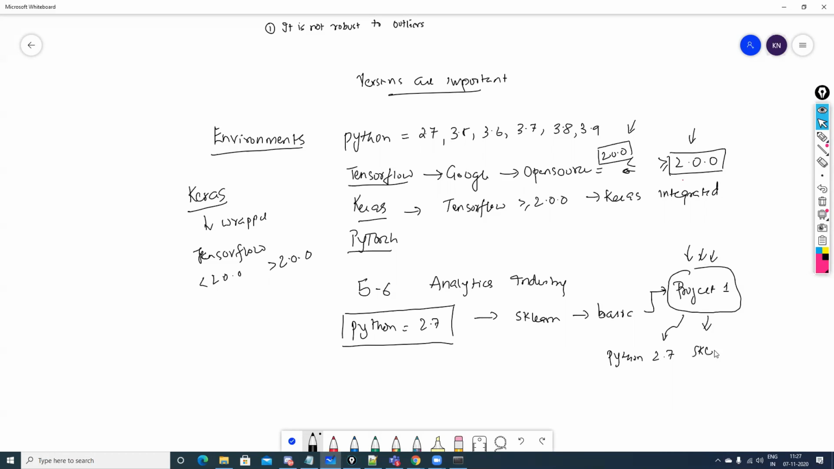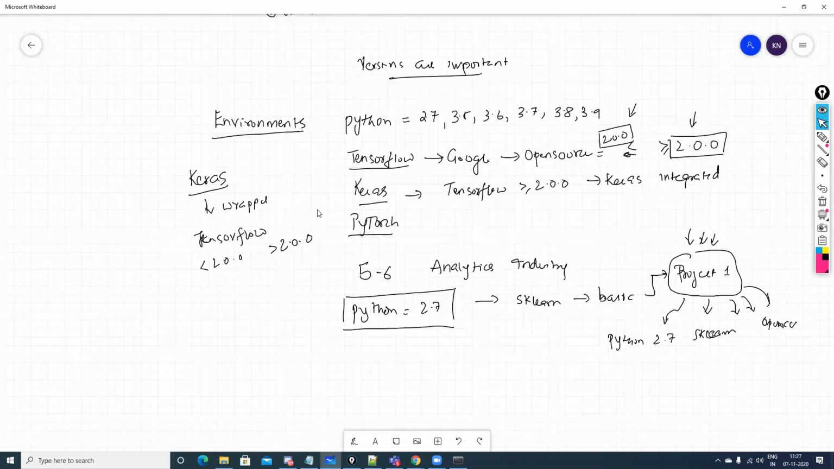Then we also had some sklearn version, and some other libraries. We also used OpenCV for computer vision. This is a kind of environment. Always remember, whenever you create a project, you should first of all create a new environment.